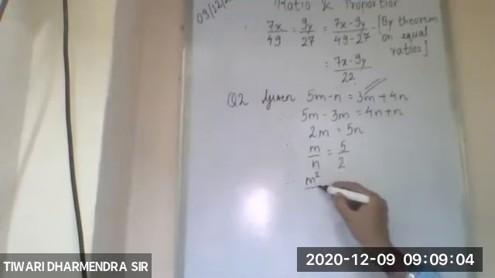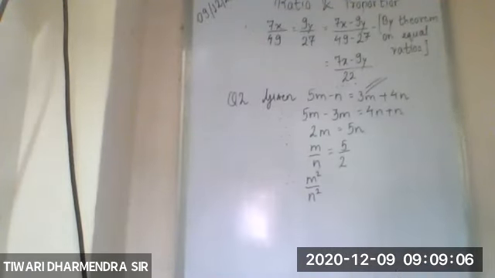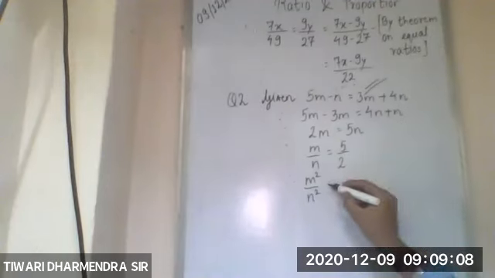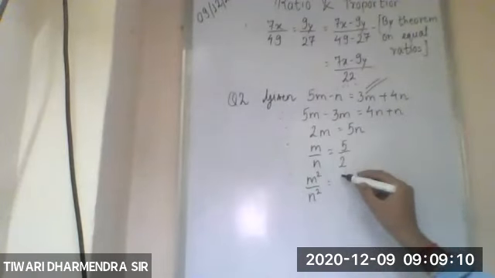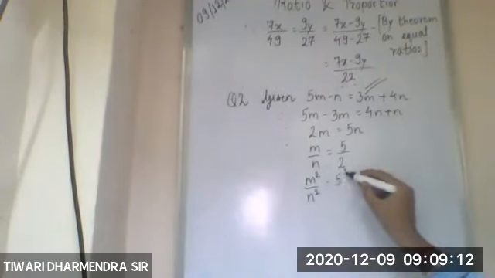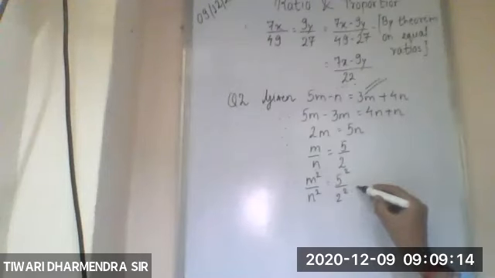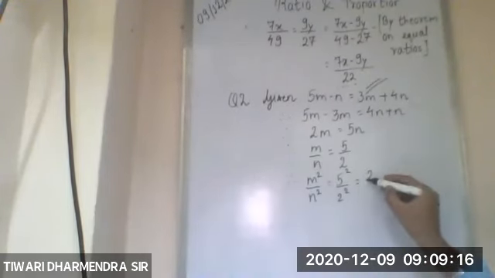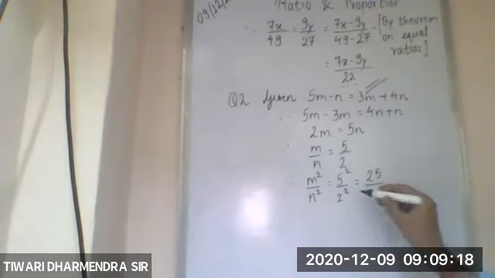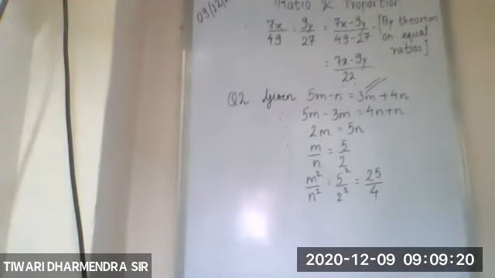So m square upon n square means squaring both sides. What do we get? 5 square of 5 and 2 square. So 5 square is 25 upon 2 square is 4. So we got m square upon n square as 25 by 4.